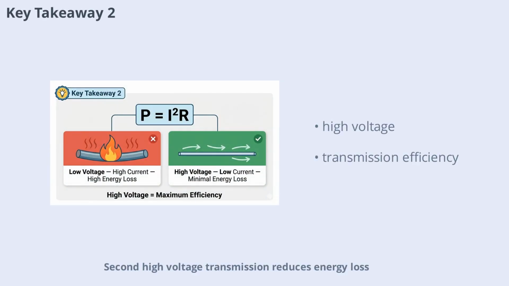Second, high voltage transmission reduces energy loss. Thanks to the formula P equals I squared R, we know that lower current means lower losses over long distances. This is why power systems use high voltages for transmission. It's all about efficiency and minimizing wasted energy.